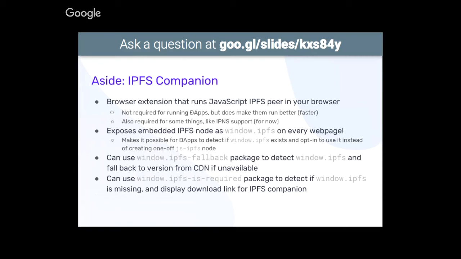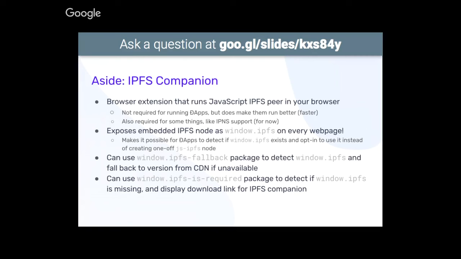You don't need to use this to run IPFS-based dApps, but it does make them run a little bit better, because instead of firing up a brand new peer in the browser, which then has to go out and connect to all these peers and to be able to start routing content, it can use the one that's already running on your system, which means it's kind of already been bootstrapped up and ready to go.